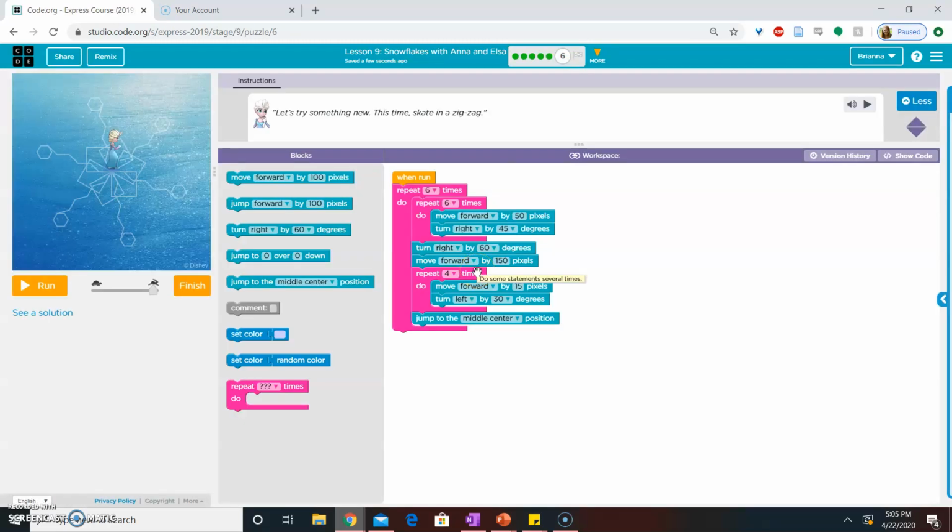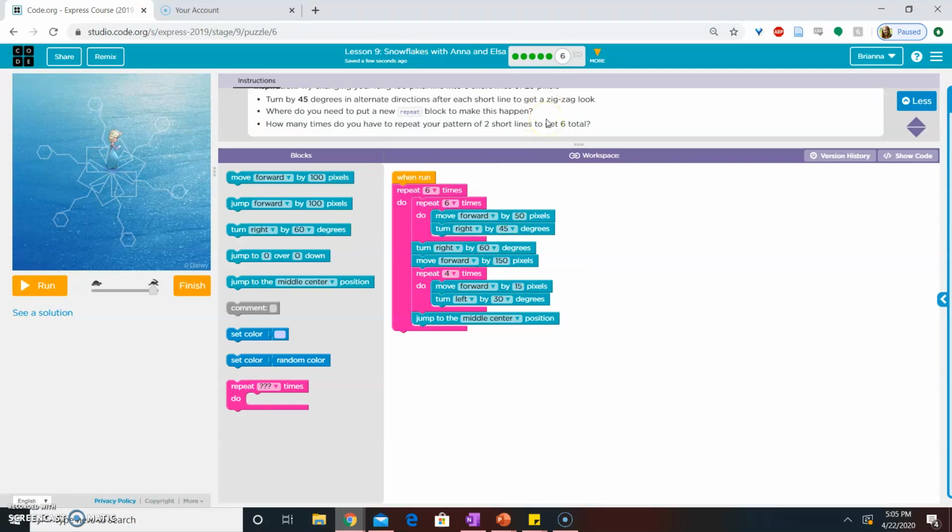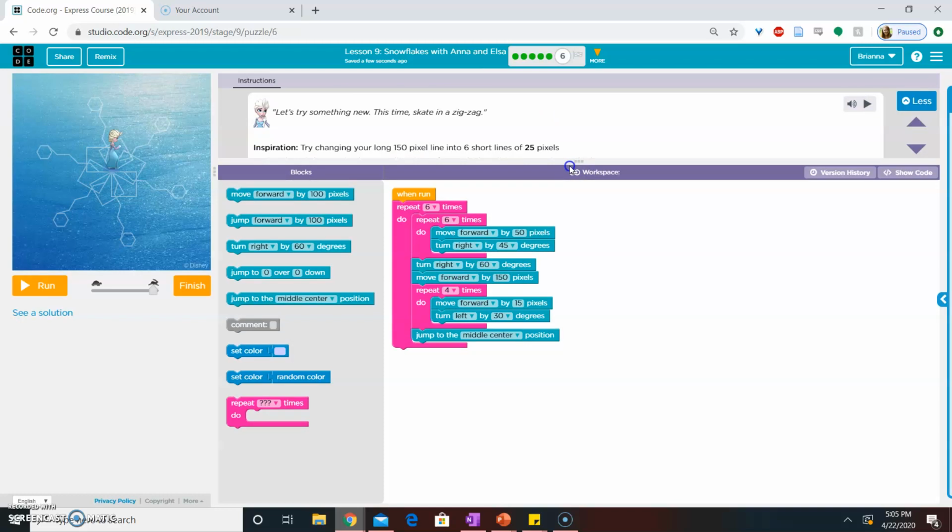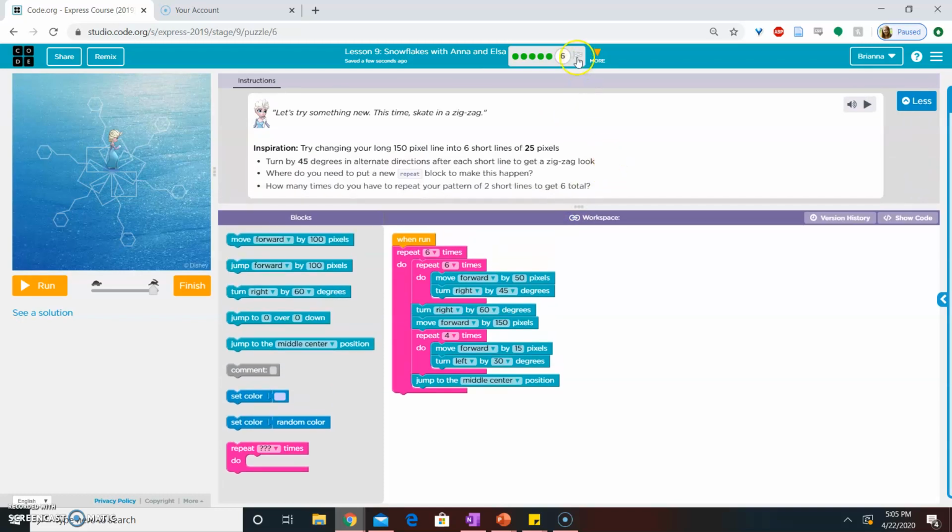All right, last page of this level, try to skate in a zigzag. So, wow, I don't know how to do that off the top of my head. Let's go ahead and look at the instructions. So try changing your long 150 pixel line into 6 short lines of 25 pixels. Turn by 45 degrees in alternate directions after each short line to get a zigzag look. Where do you need to put a repeat block? How many times do you have to repeat your pattern? Okay, so what we're changing is the move forward by 150, I believe.